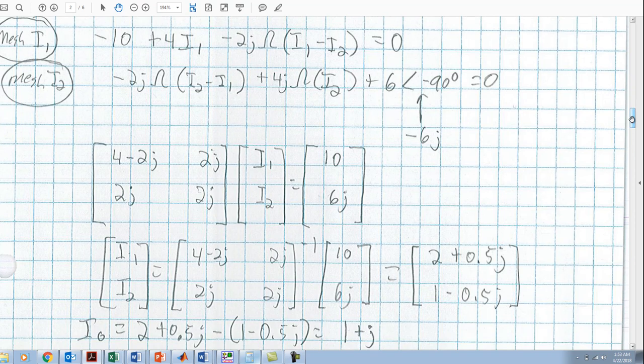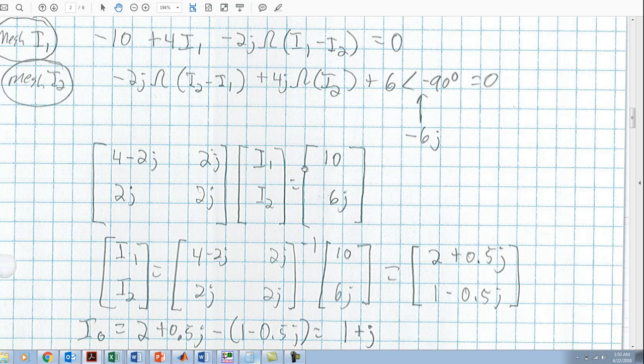So we take our 2 mesh equations, and anything that is multiplied by I1 is going to end up here. So this becomes 4 minus 2j ohms. So we have 4 minus 2j right there. And then what's multiplied by I2? In this case, you're subtracting 2j ohms, and this is also subtracted. So when you multiply those negatives together, this becomes a positive 2j. And that's going to equal 10 if we take this constant 10 and move it over to the right-hand side. So that is our top entries in the array.